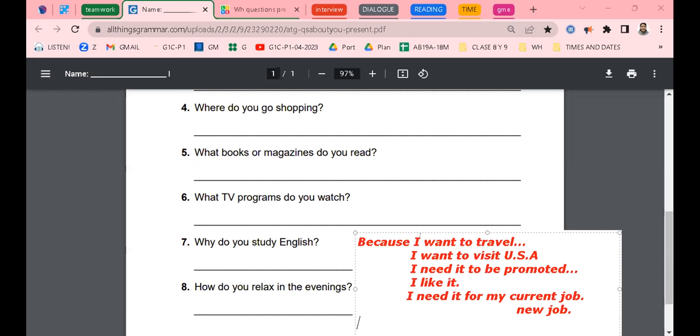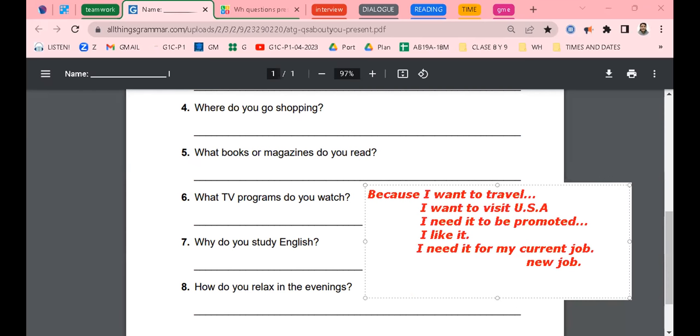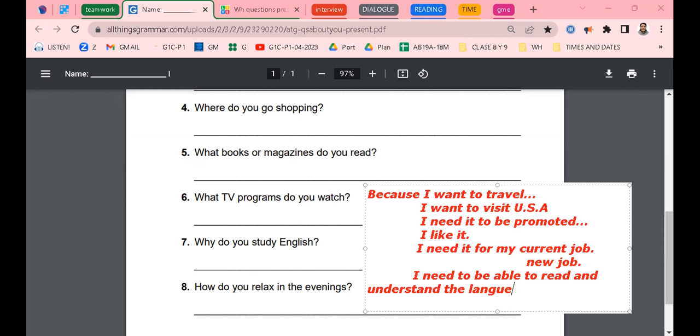Okay, interesting. Fernando, how about you? Why do you study English? For understand the content of the solution information, or maybe documentation of firewalls, maybe. Okay, because I need to be able to read and understand the language.